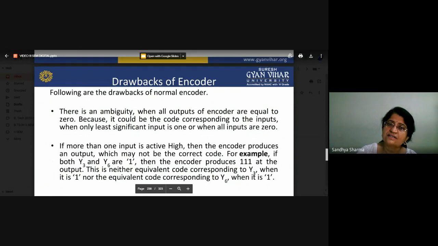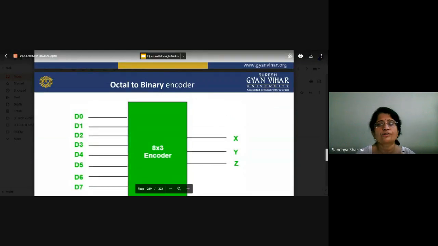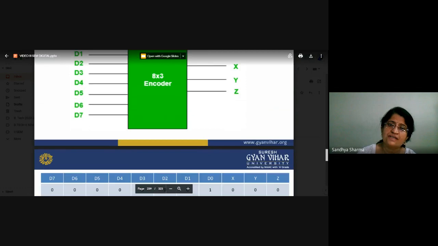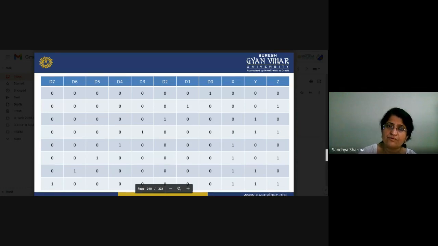Now, if you want to design an octal to binary encoder, you have 3 output lines and 8 input lines, and the number of bits is equal to 3, so the output lines are equal to the number of bits. D0 to D7 are the input lines, and x, y, z are the output lines. Apart from these 8 lines, only one input line will be active high at one time, and according to that our output will be reflected in binary form.